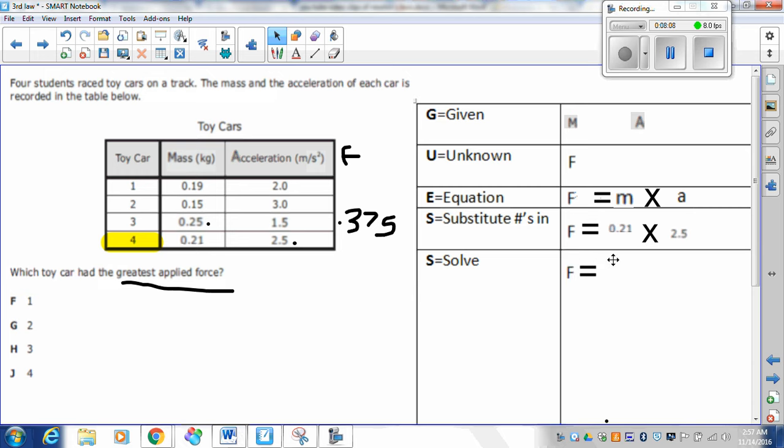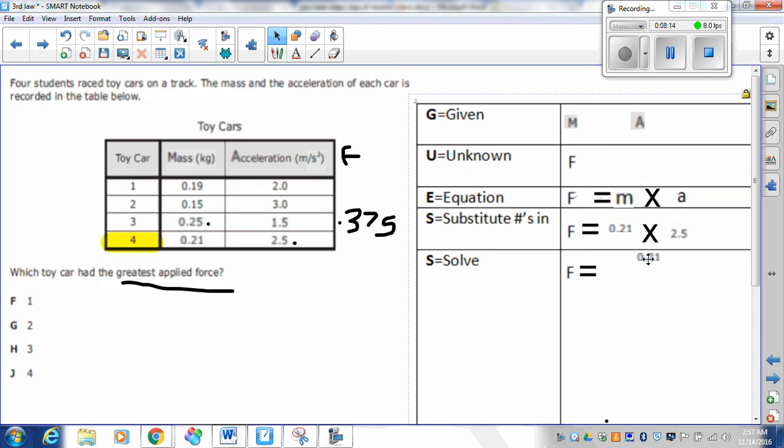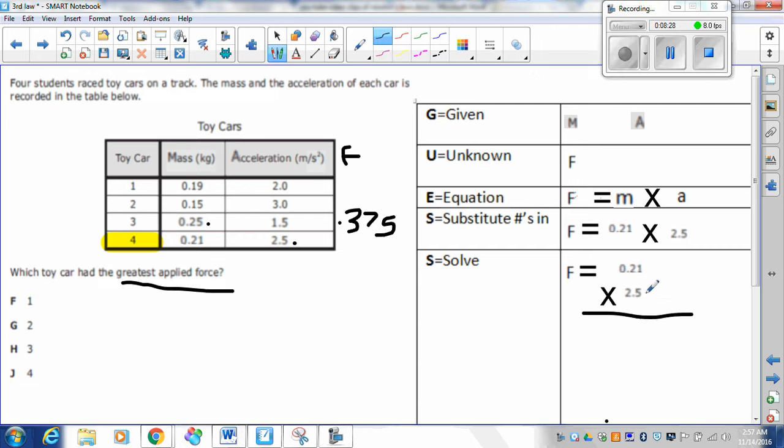Force equals mass, 0.21, times acceleration, 2.5. 5 times 1 is 5. 5 times 2 is 10. 2 times 1 is 2. 2 times 2 is 4. Uh-oh. I'm seeing a difference right here already. 5. 2 plus 0 is 2. 4 plus 1 is 5.